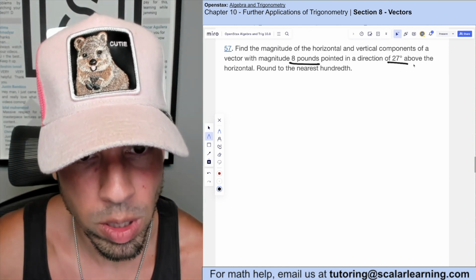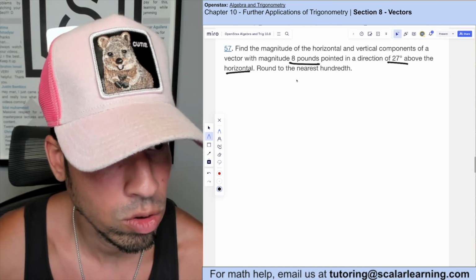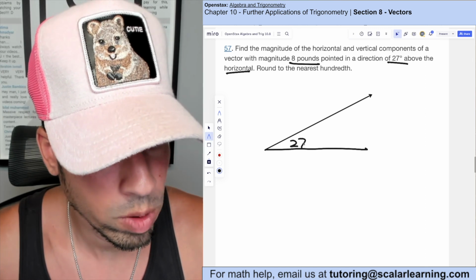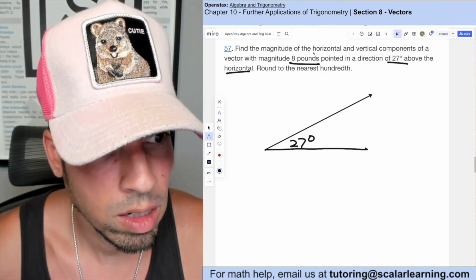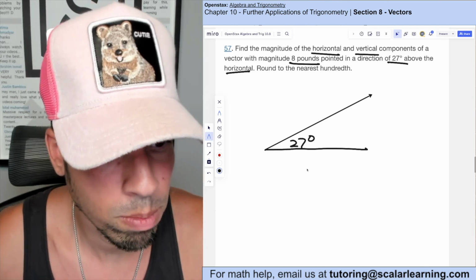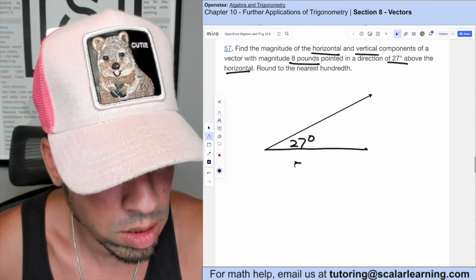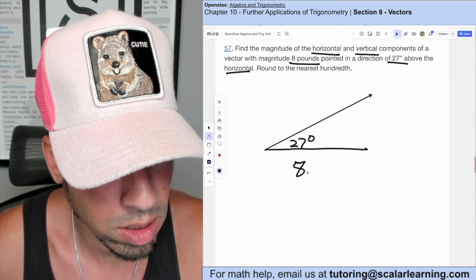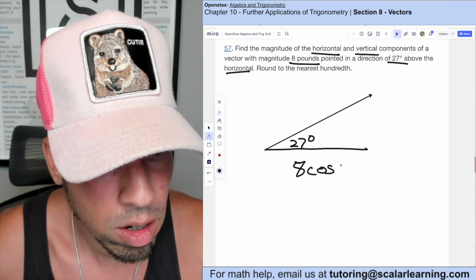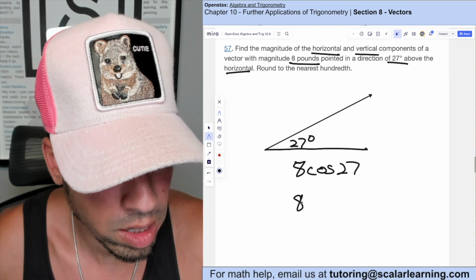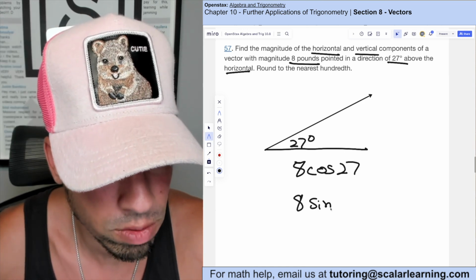Find the magnitude of the horizontal and vertical components of a vector with magnitude of 8 pounds pointed in a direction of 27 degrees above the horizontal, round to the nearest hundredth. As we draw this out, we have this angle of 27 degrees, and we need the horizontal and vertical components. The horizontal component is 8 pounds times cosine of that angle, which is 27. And the vertical component is 8 times sine of 27.